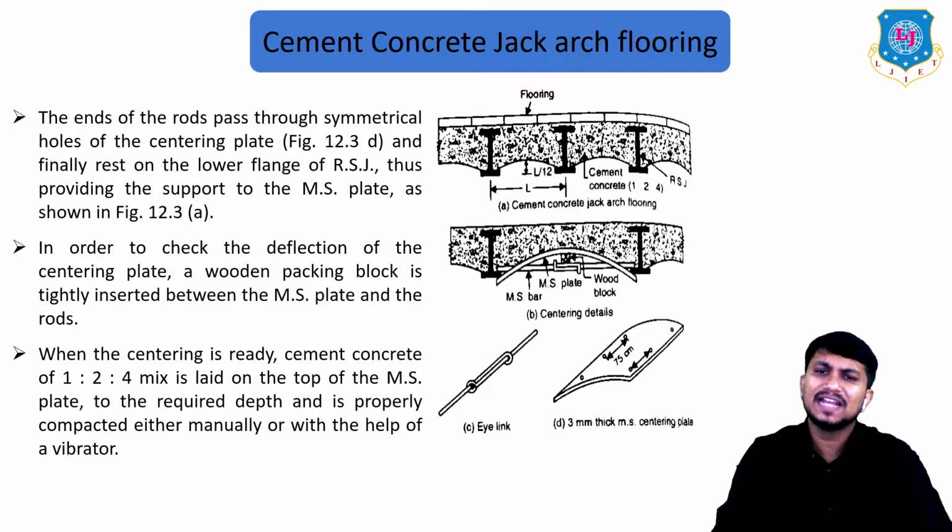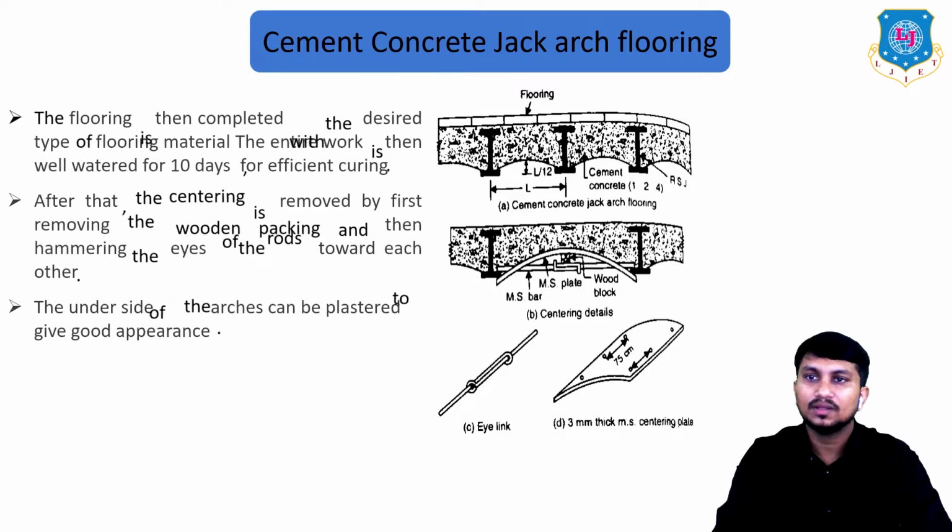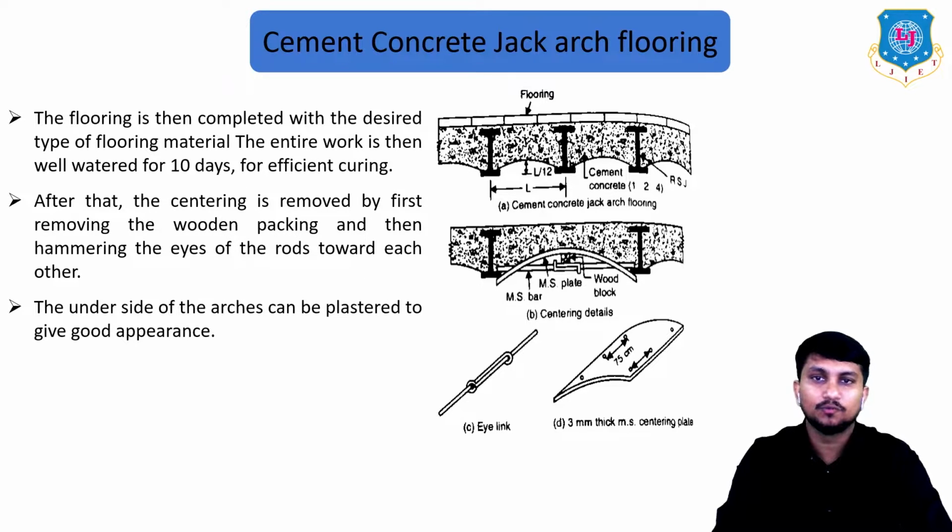In order to check the deflection of the centering plate, a wooden packing block is tightly inserted between the MS plate and the rods. When centering is ready, cement concrete of 1 to 4 mixed proportion is laid on top of the mild steel plate to the required depth and is properly compacted either manually or with the help of a vibrator. The flooring is then completed with the desired type of flooring material. The entire work is then well watered for 10 days for efficient curing.